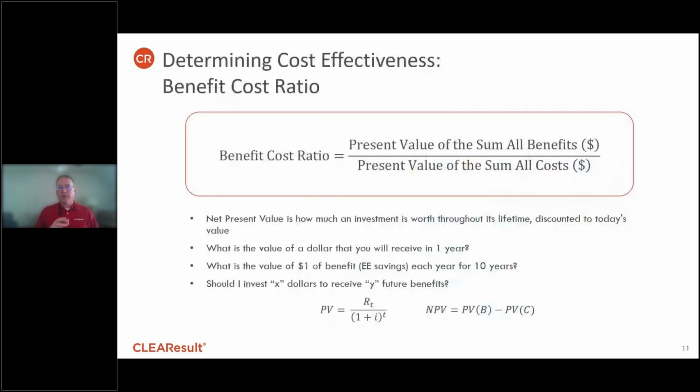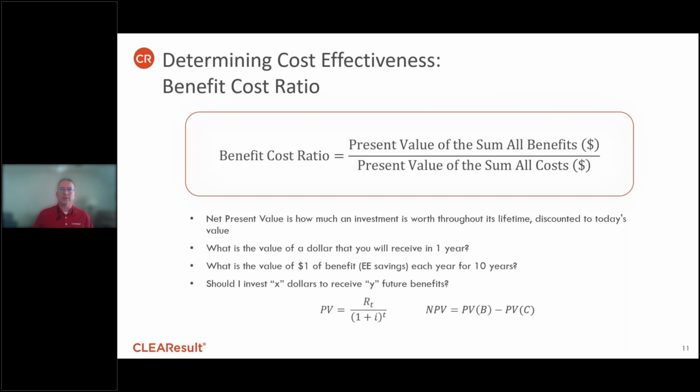Before we do that, we again have to go back to the basics of what we are talking about in the benefit cost ratio test. So we saw this little formula before. BCR is the present value of the sum of all the benefits in terms of dollars divided by the present value of the sum of all the costs in terms of dollars. And many of you have probably heard the term net present value, whether you know what it is or not.